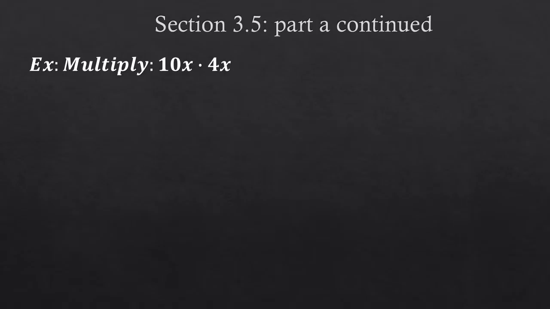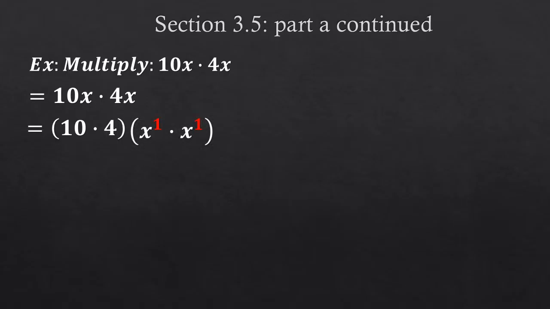Multiply 10x times 4x. Here, we're going to do 10 times 4 and do x times x, which is actually x to the first times x to the first. Please remember, when you multiply variables with the same base or same letter, you add the exponents. So 10 times 4 is 40, and x to the first times x to the first becomes x to the 1 plus 1, which is basically 2. So the answer here is 40x to the second power.